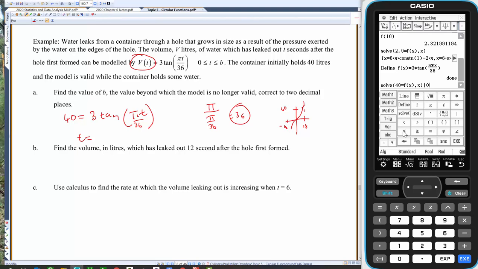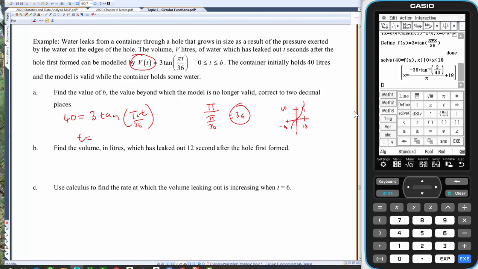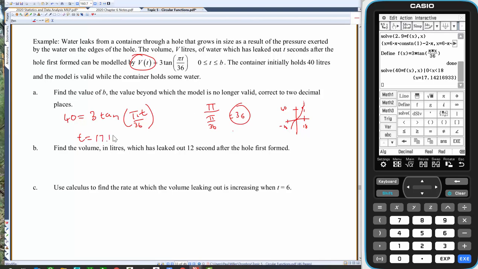So let's find out. 0, x, 18. All right. Probably need another bracket in there. No, I didn't. All right, so t is equal to 17.14, i.e. after 17.14 seconds, V of t is going to equal 40, i.e. all of the 40 litres of water has leaked out.